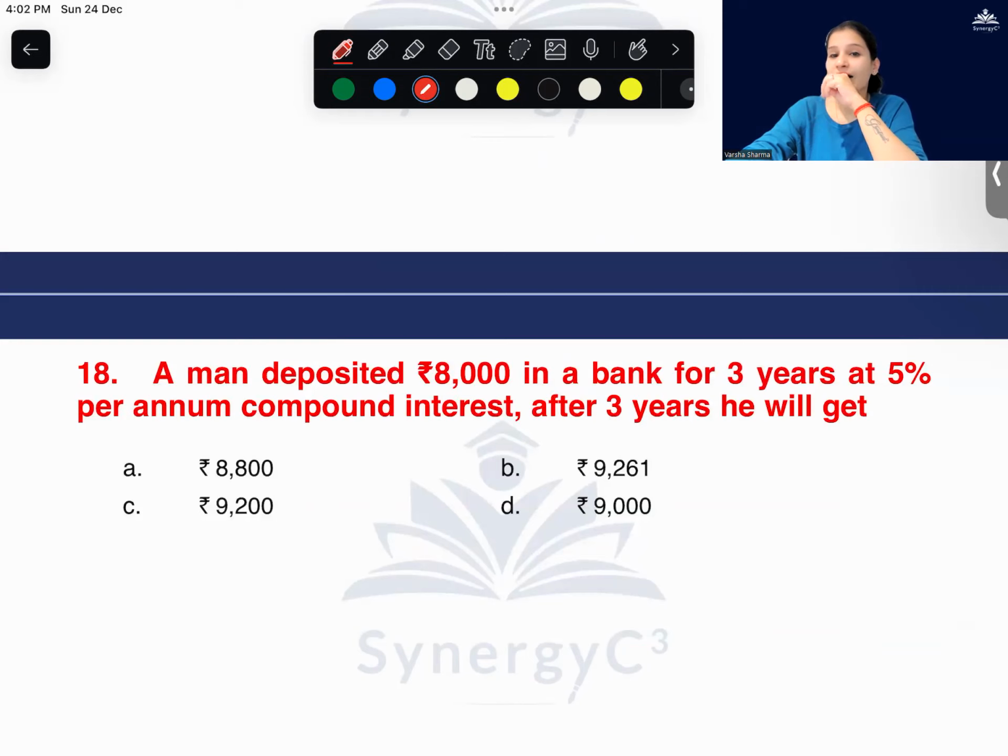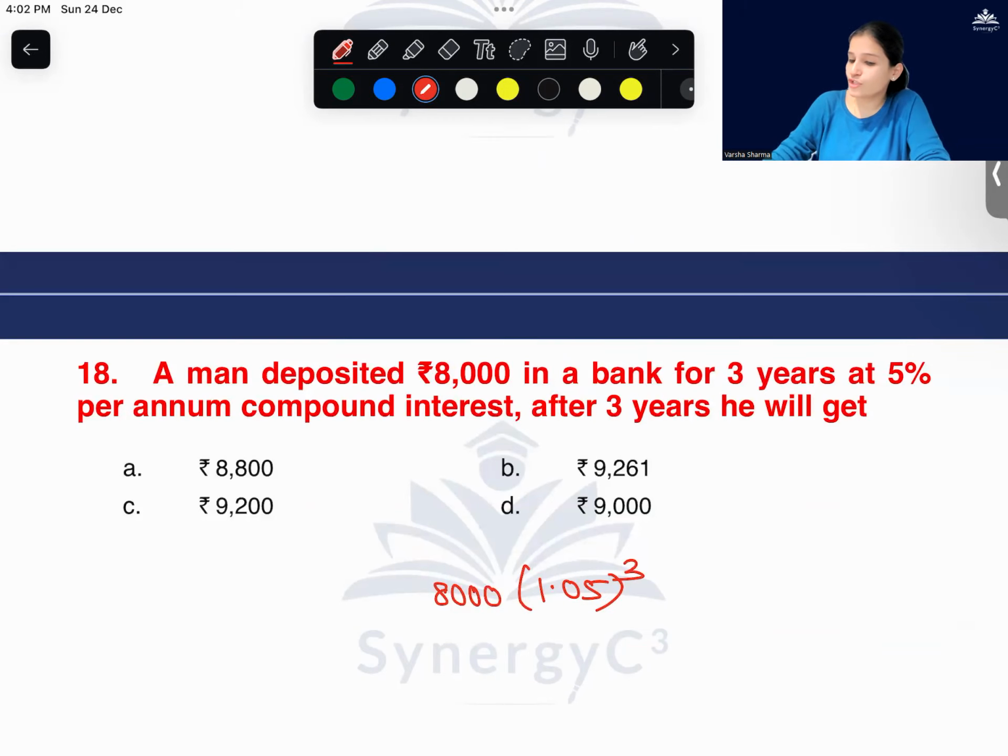What have they asked you? After 3 years, he will get. That means what? Amount, not CI. They have asked you amount. Annual, so directly compounding value is 1.05, 3 times into 8,000. 9261.